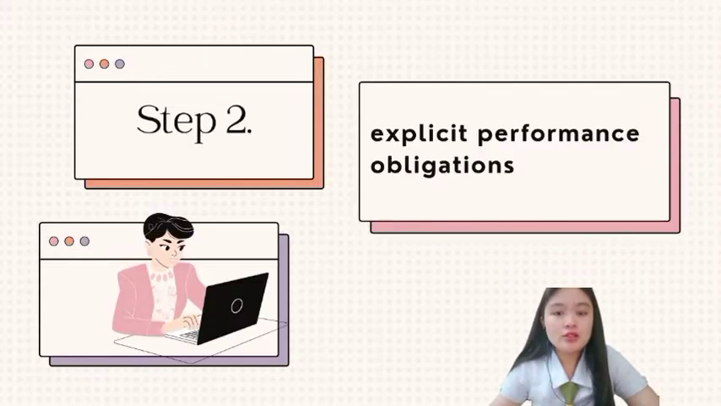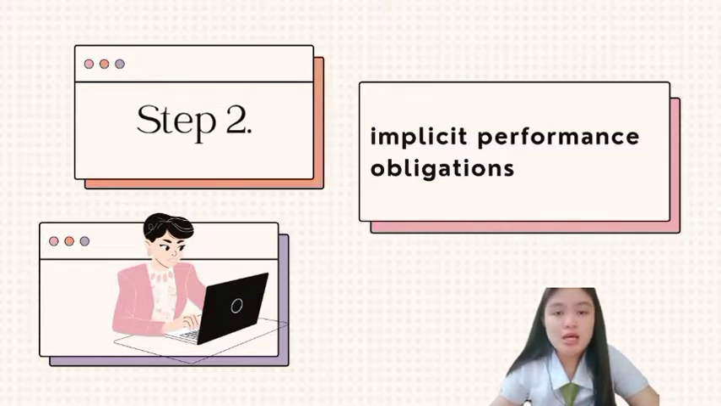So, a contract usually explicitly states the goods and services that should be transferred to a customer, so we consider it as explicit performance obligations. But sometimes there could also be implicit performance obligations that are implied by something. For example, by entity's customary business practices, some guarantees that a company usually provides to all customers without explicitly saying that in the contract.